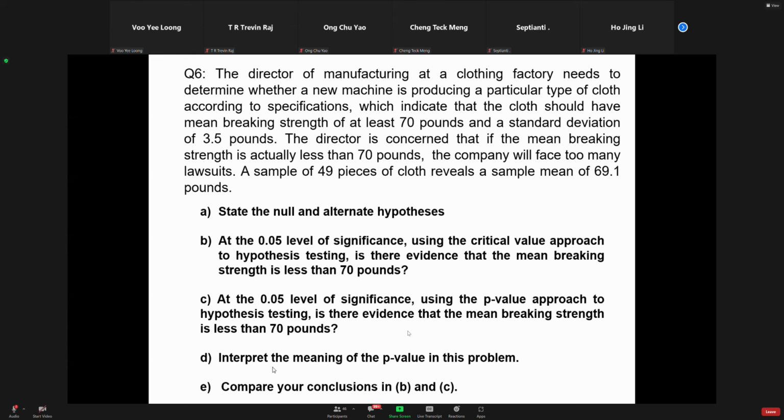Then part D is asking us to interpret the meaning of the p-value in this problem. So what is the meaning of the probability value? Then the last part of the question is to compare your answers in both cases, so compare your conclusions in part B and part C. So what is the meaning of the p-value in this particular problem?